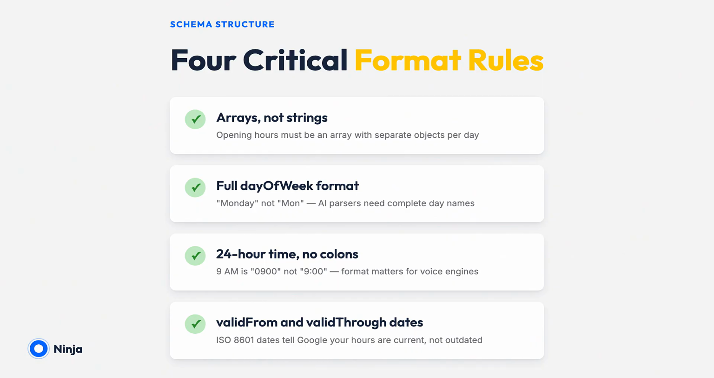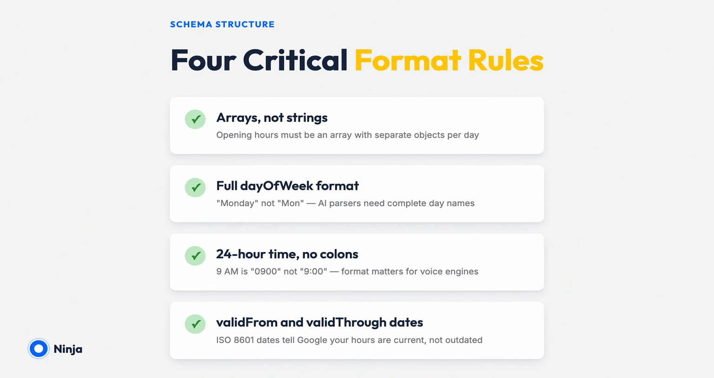Service-based hours require opening hours specification nested inside your service objects. A gym might have different hours for the main floor versus the pool versus personal training. Each service gets its own schedule so voice assistants can answer "When can I book a personal trainer?" with the correct window.